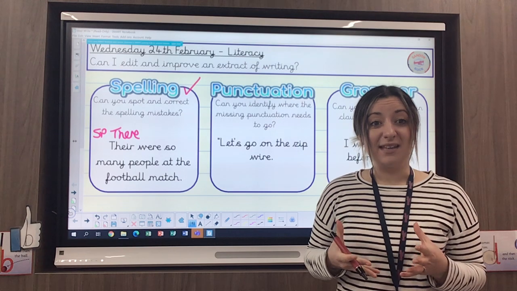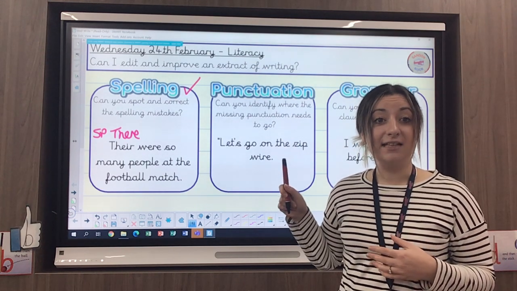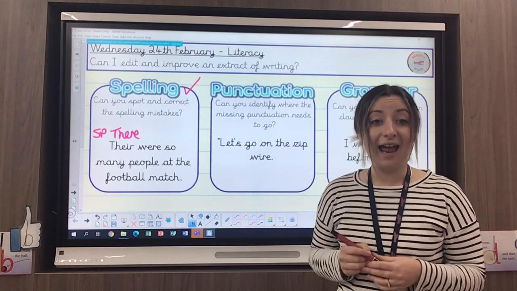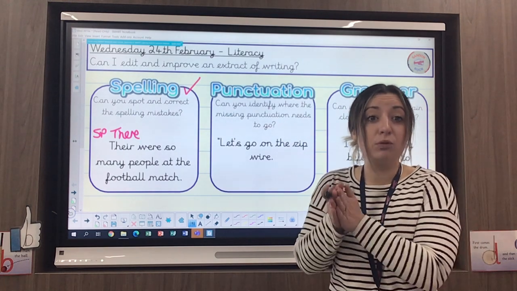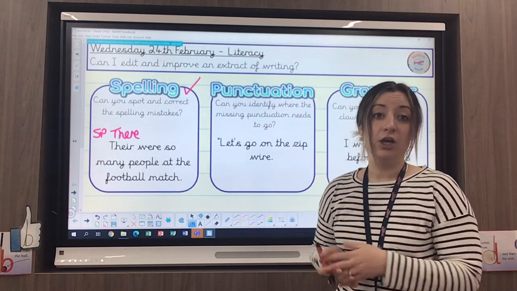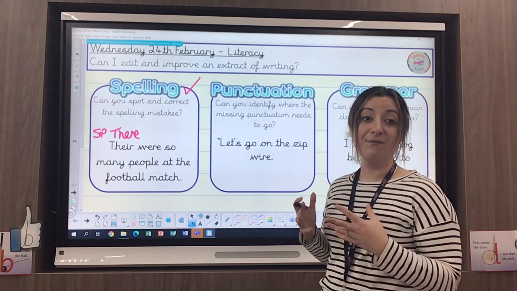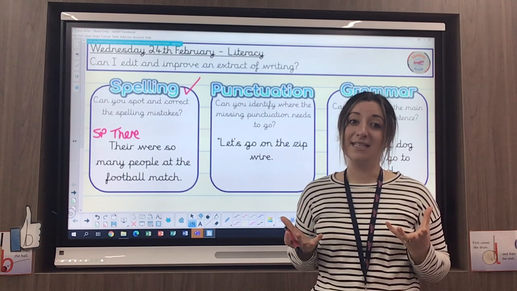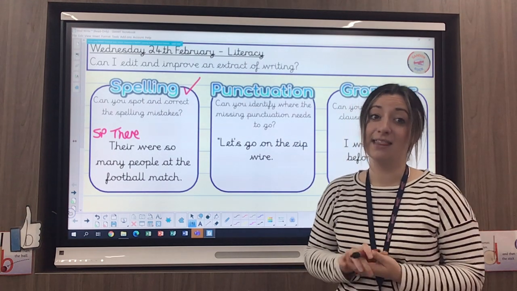Now I have missed my inverted commas at the end, and we always have to remember to have our inverted commas at the end to show that that person has now stopped talking. So if you noticed at home, my inverted commas were at the beginning of my sentence, but I missed them out at the end. So let's add them in now.